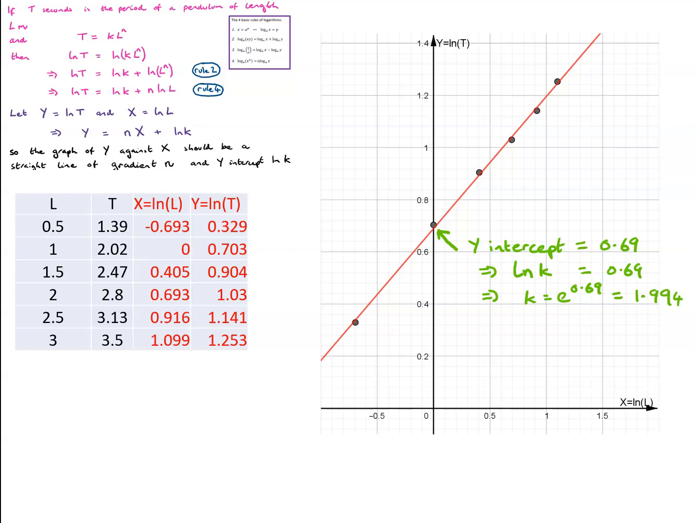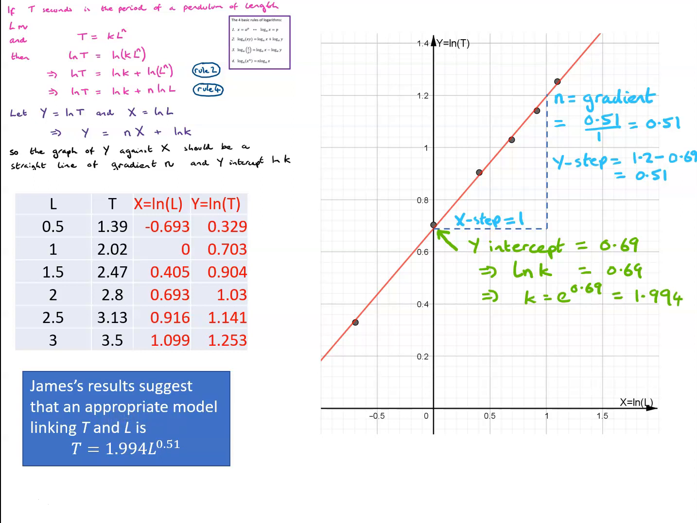The value of n is the gradient of our best fit line. So looking at the y-intercept and then the point where x is 1 and y is 1.2 almost exactly, the gradient is the y-step divided by the x-step. The y-step is 1.2 take away 0.69, which gives me 0.51. The x-step is 1. So the gradient of the best fit line is 0.51 divided by 1, which gives me 0.51. The best fit line is telling me that the value of n I have got is 0.51, the value of k I have got is 1.994.